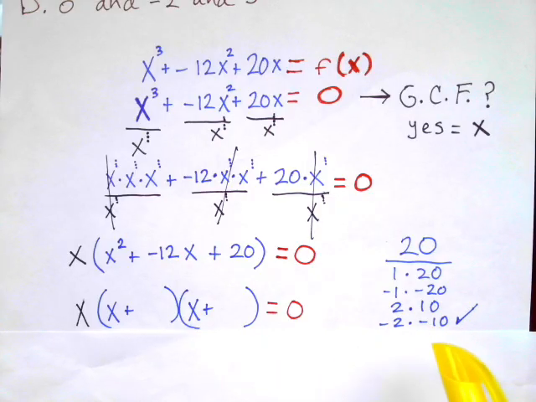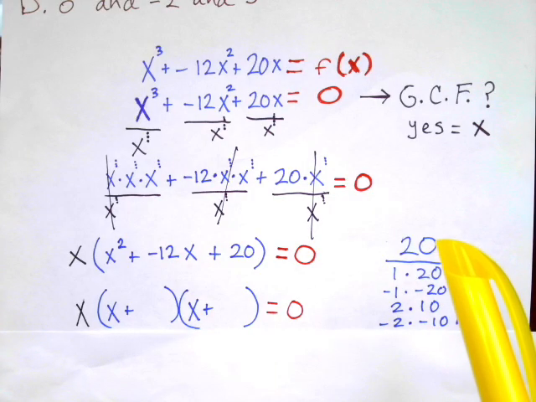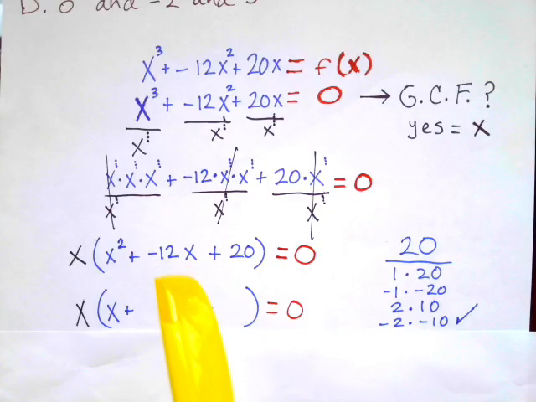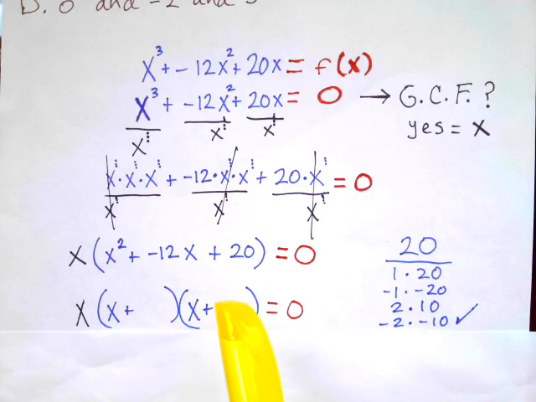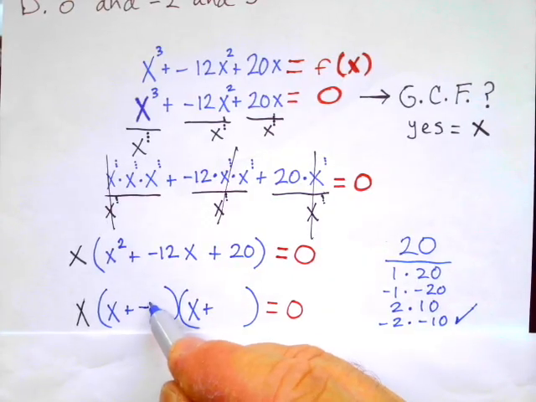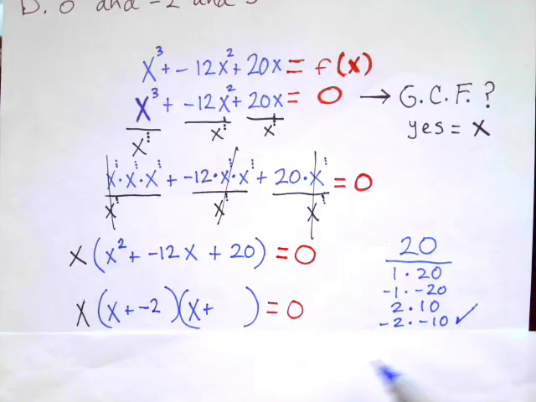And a negative 2 times a negative 10 will multiply to a positive 20, but will add up to a negative 12. So those are my two numbers. Simply put, I'm just going to put in a negative 2 here and a negative 10 here. And I am almost finished. So I found the two values that we can substitute in here, a negative 2 and a negative 10.